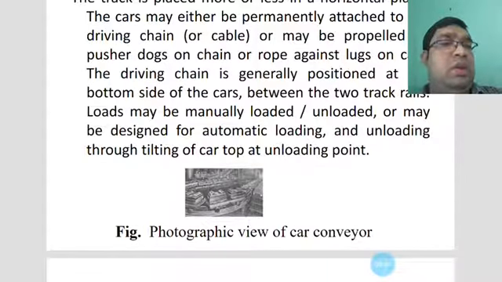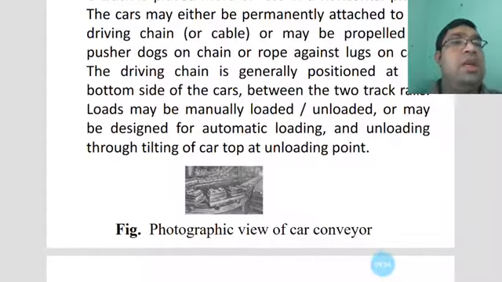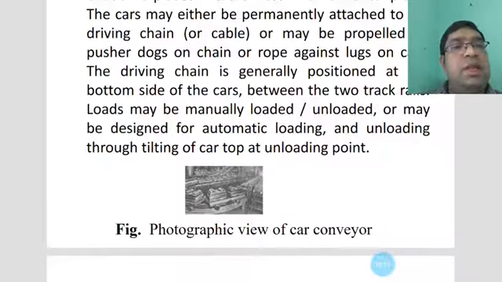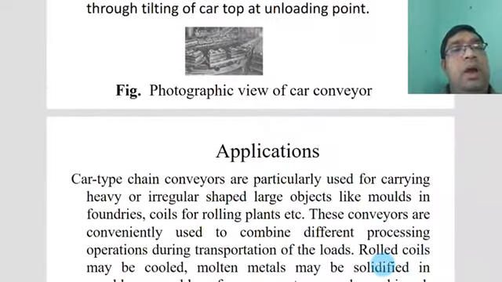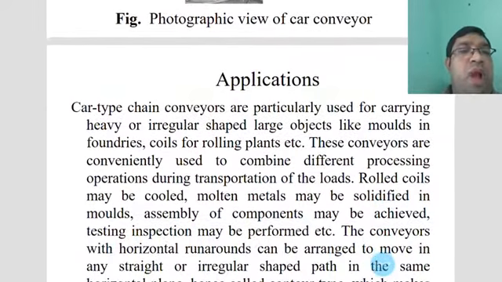A few times we can see a hazardous environment, and hazardous materials will also be transferred. Then this will be difficult for loading and unloading. For this type of material you have to transfer automatically, depending on the design of the procedures. There are also very advanced options among car type conveyors, and a few applications are there.